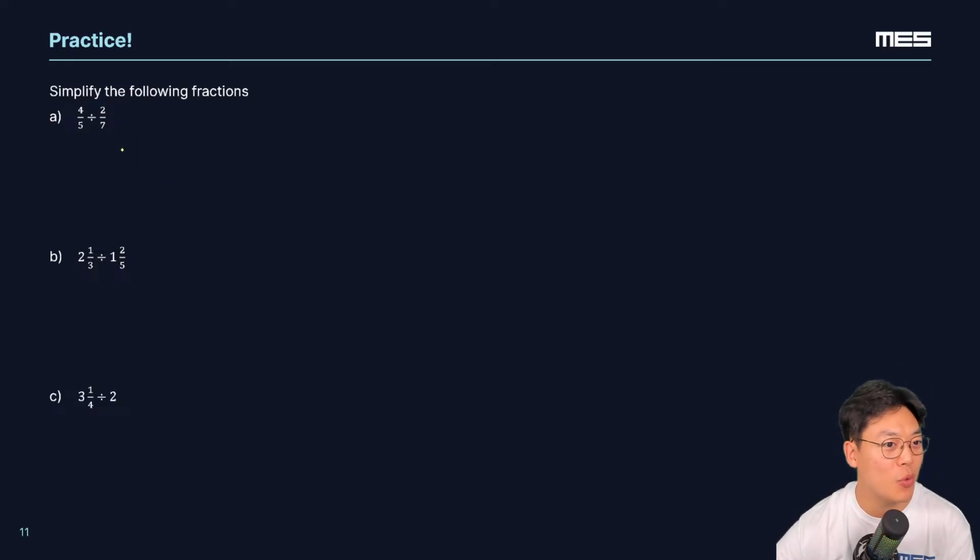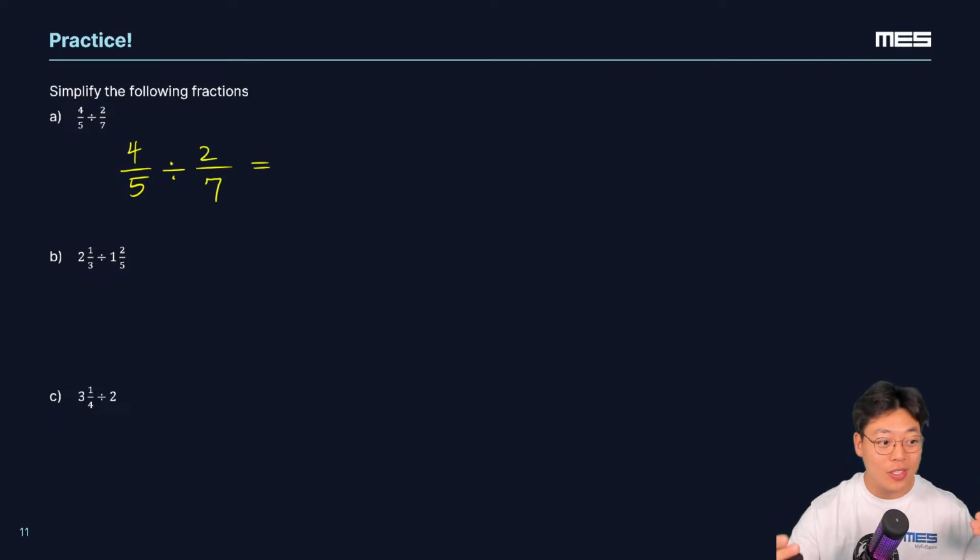What's the first thing you would do here in part A? We have 4/5 divided by 2/7. What's the first thing you would do here? I'm going to rewrite this. 4/5 divided by 2/7. Having learned something new on our previous slide, what's the first step that we want to take here to make this problem easier for us? Exactly, Chloe. We want to flip, right?